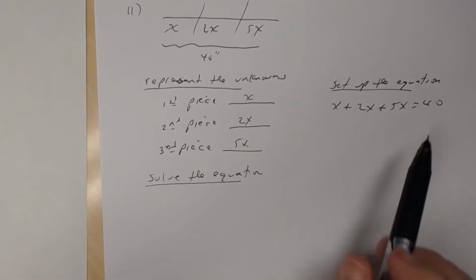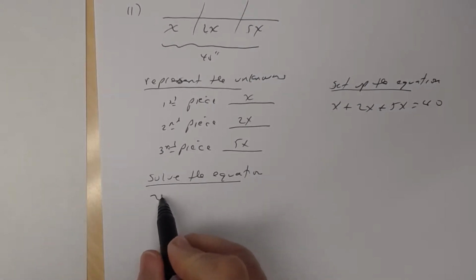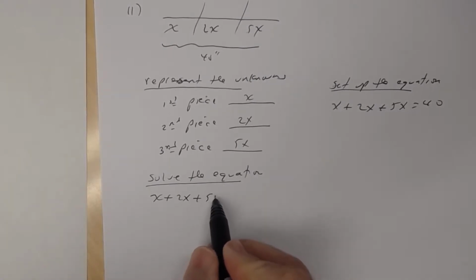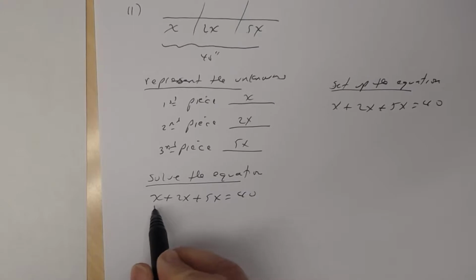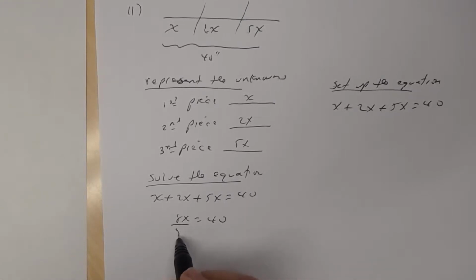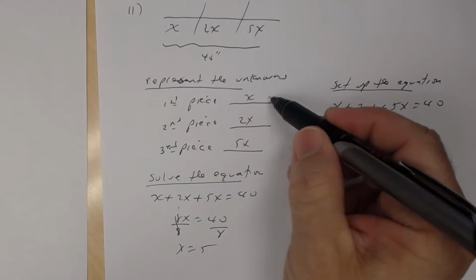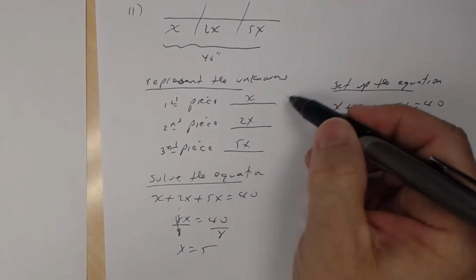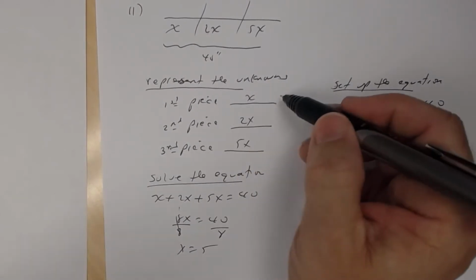Let's go ahead and rewrite this over. So you get x plus 2x plus 5x equals 40. When I combine these like terms, that's 8x equals 40. Divide both sides by 8, and I get x to be 5. Now what that represents is this: I can go where I represent the unknowns, and then I can determine what my 3 pieces are.